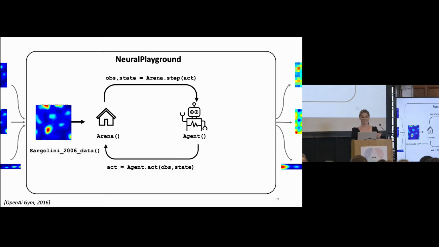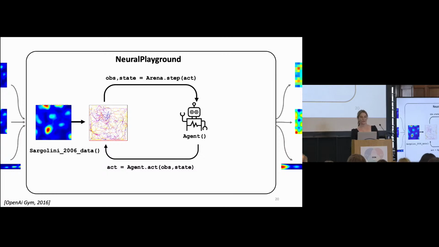So to begin, we initialize the experimental class Sagolini 2006 data, which contains information from the Sagolini 2006 experiment. In this study, the researchers recorded neural activity from the entorhinal cortex of rats navigating in a square environment. The study revealed the presence of grid-like representation in the neural activity, as shown here. Next, we utilize this information to create the arena.